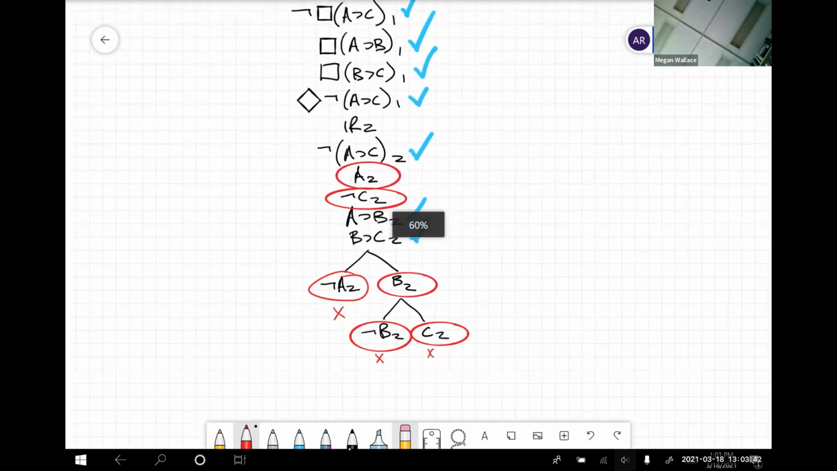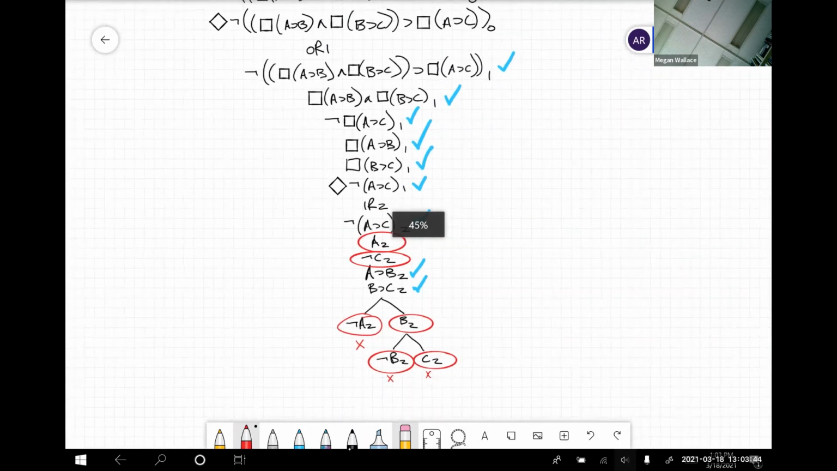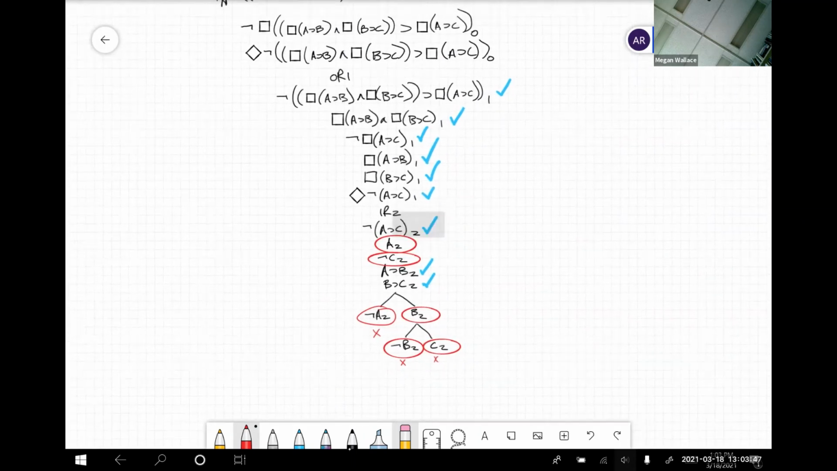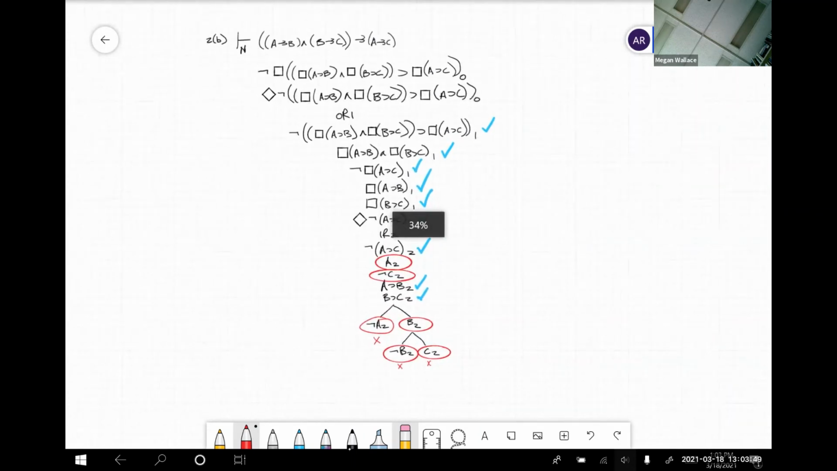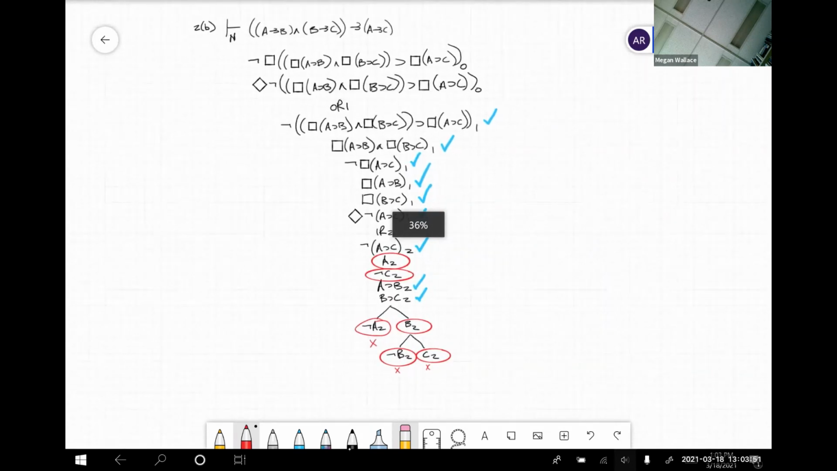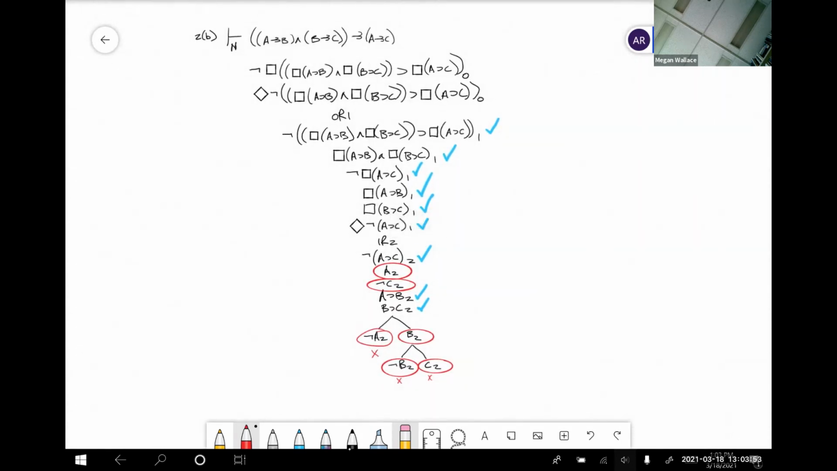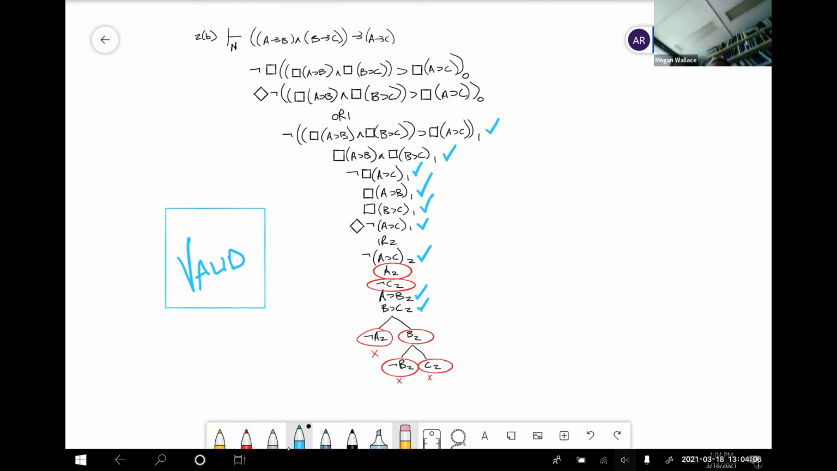You want to zoom out and see what we've done. This is 2B. We are told that it is valid in N and that we need to prove it. We have applied all the rules that we can. All of our branches have closed. So this particular argument is valid. And there we go. Okay, that's it. If you guys have any questions, please let me know, but this is 2B.